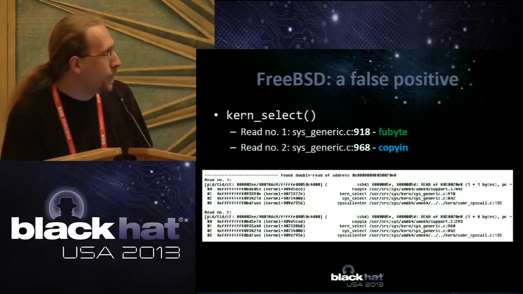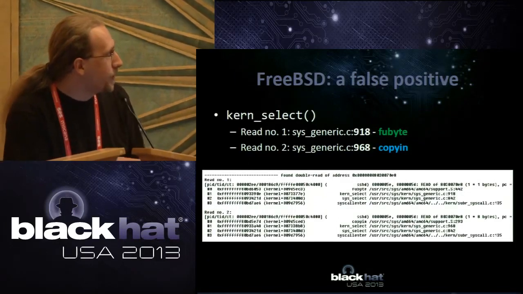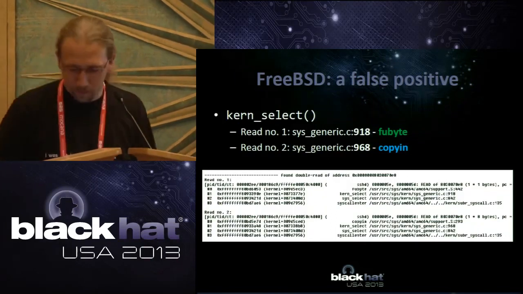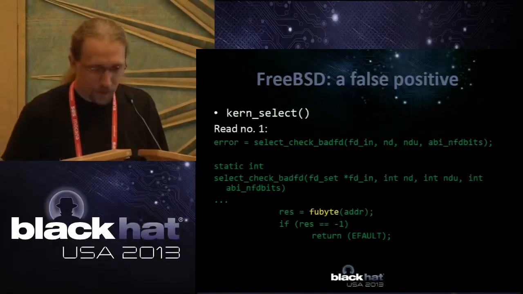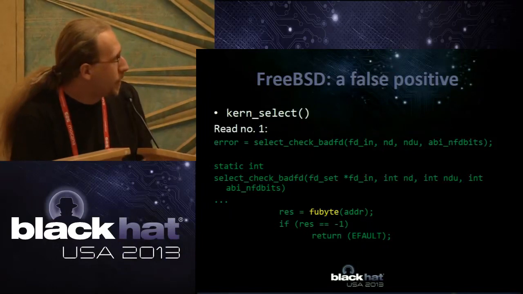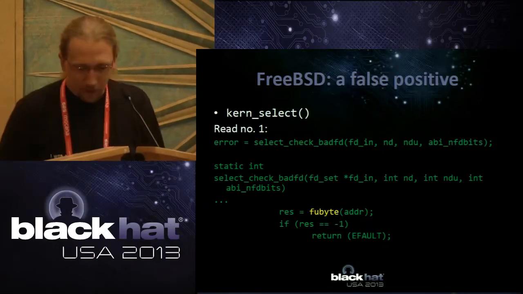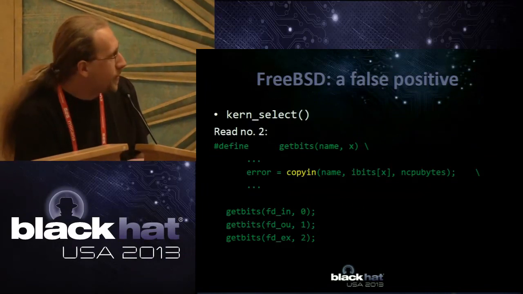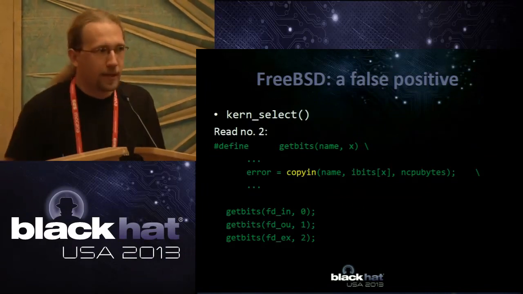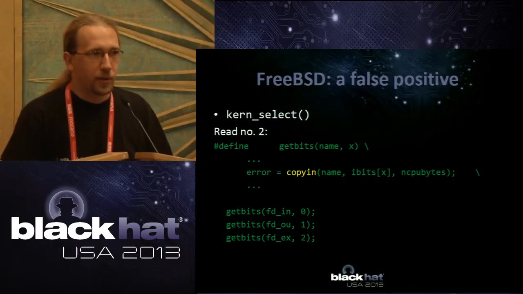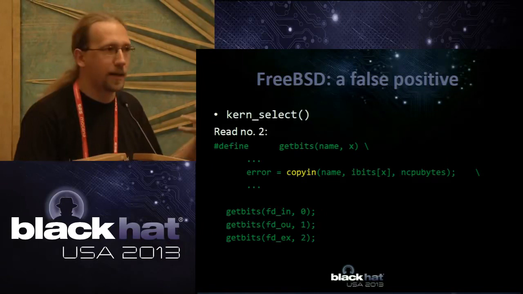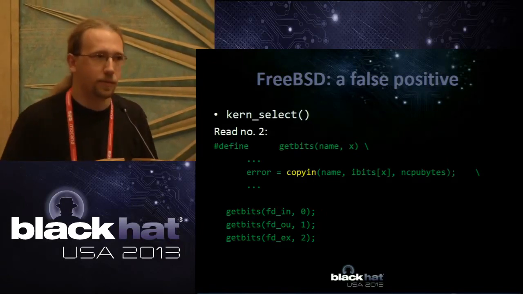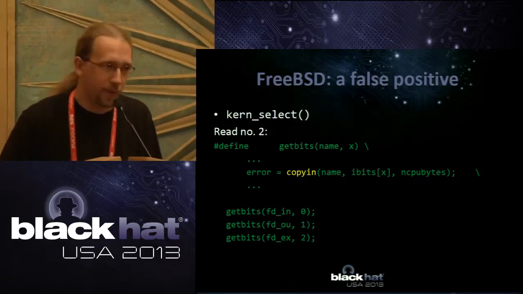One false positive I would like to mention is in the kernel select function. So this is an actual report that we got from Bochspwn. And there are 2 reads. First read is in select check bad fd, and it gets some byte. And then there's another one and gets the same bytes again. Actually, it gets bits. But due to the nature, again, this is a double fetch. But due to the nature of how this is used, it's not exploitable. It's not even a bug. You cannot do anything evil with it. Basically, boring false positive.